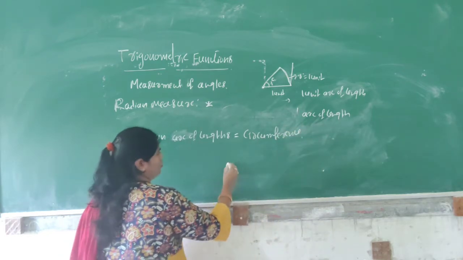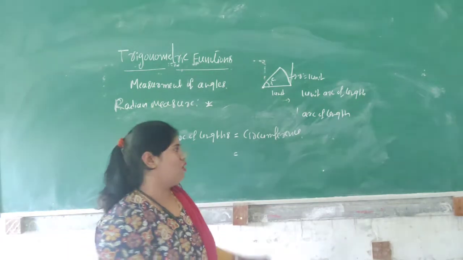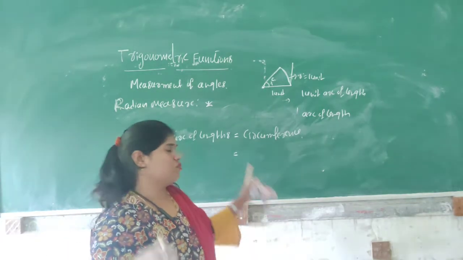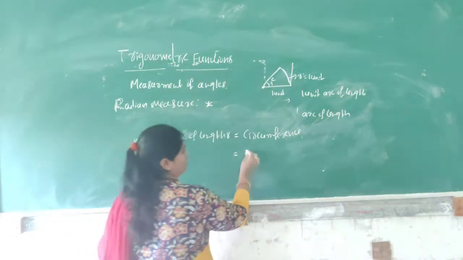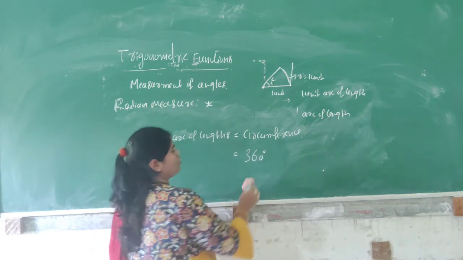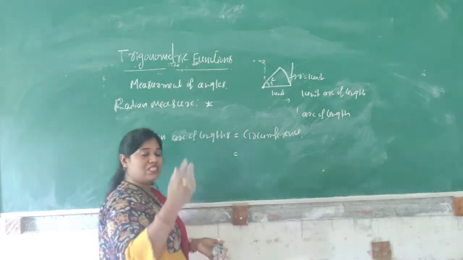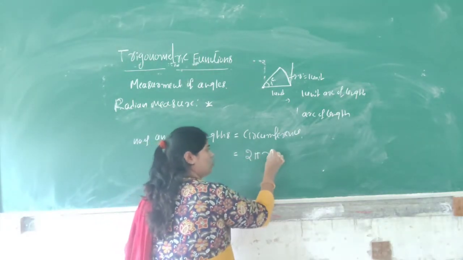Circumference. So, you know the circumference of the circle, what is that? It is 360 degrees, you know? To complete one rotation of the circle, we need 360 degrees. Okay. So, before that we should write this. What is the circumference of the circle? The circumference of the circle is 2 pi r.